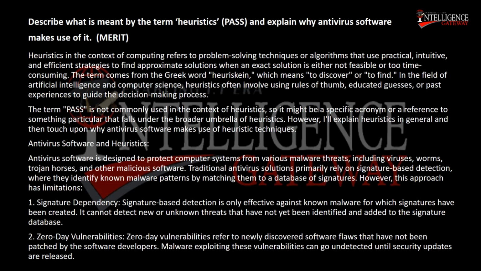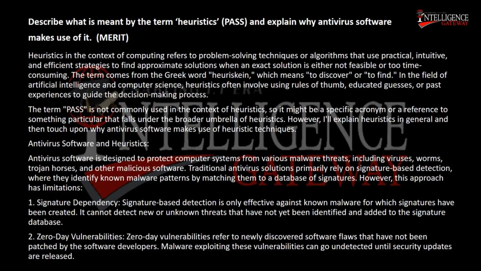Antivirus software and heuristics. Antivirus software is designed to protect computer systems from various malware threats, including viruses, worms, Trojan horses, and other malicious software. Traditional antivirus solutions primarily rely on signature-based detection, where they identify known malware patterns by matching them to a database of signatures. However, this approach has limitations.